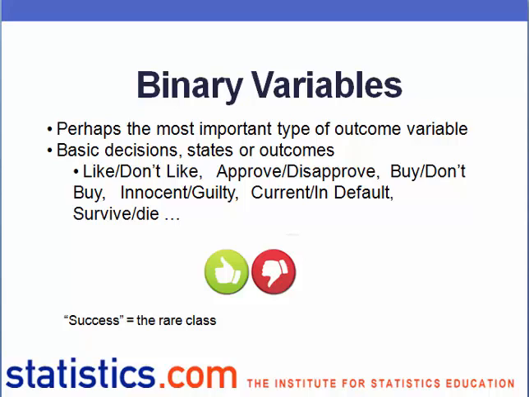that much of decision making in life and outcomes in life can effectively be boiled down to yes, no, or 0, 1 decisions, whether you like or don't like something on a social media site, approve or disapprove of something in a poll, buy or don't buy something, very important to marketers. Jury finds somebody innocent or guilty. A loan could be current or in default. In medicine, doctors track or researchers track survival.